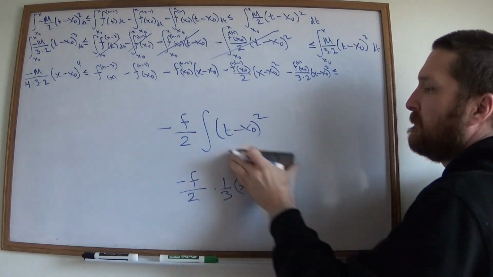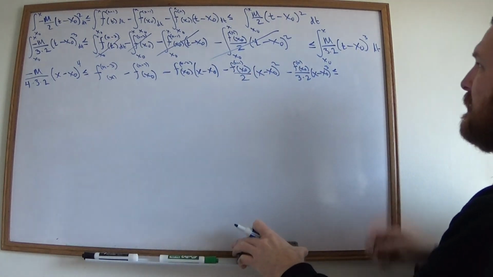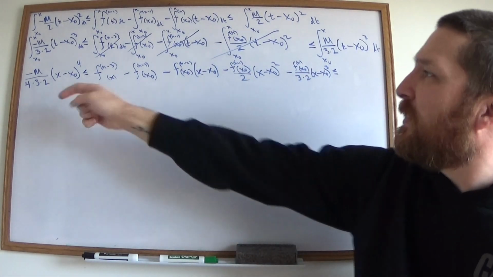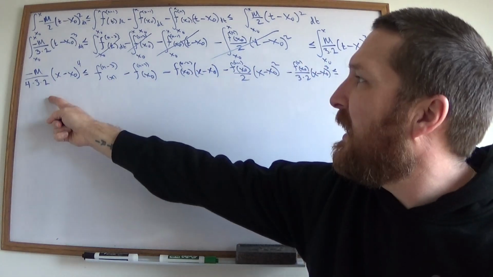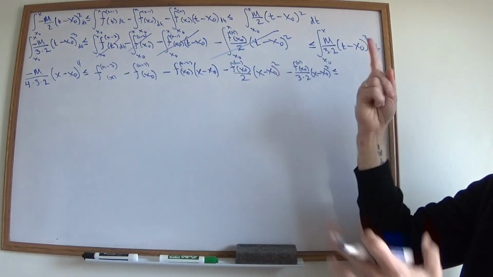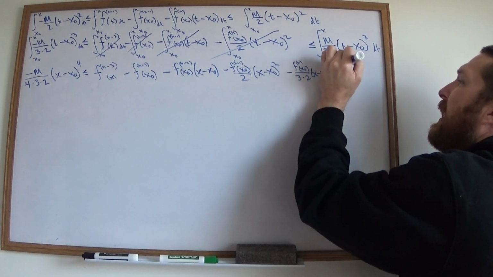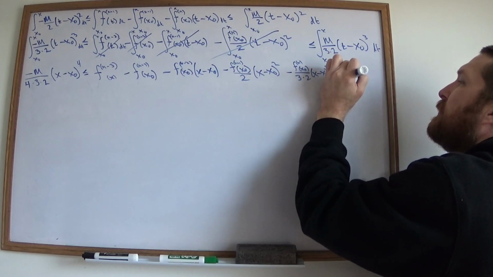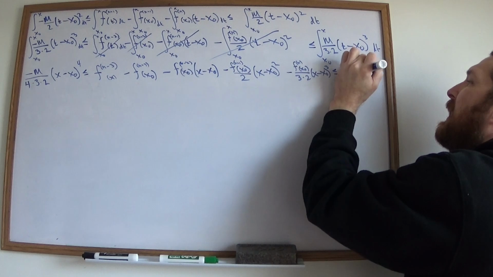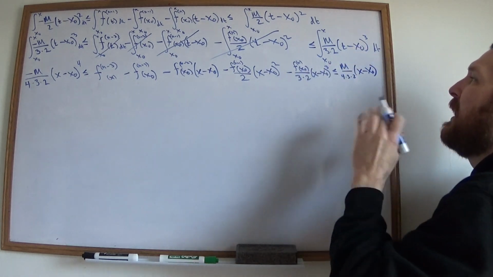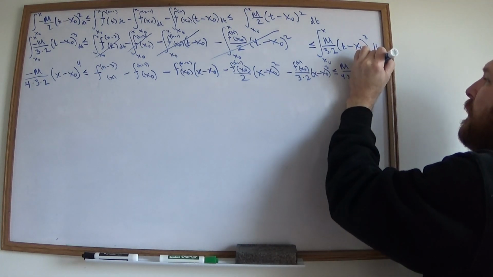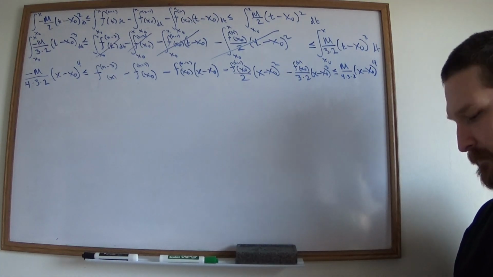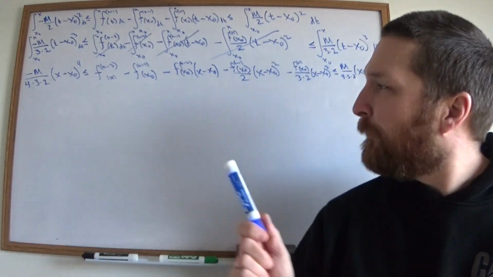Now, finally, same thing happens over here. The only difference between this and that is that that one's negative, that one's positive. We would have m over 4 times 3 times 2 times x minus x0 now raised to the 4th power right there. Now let's see if we can figure out a pattern.